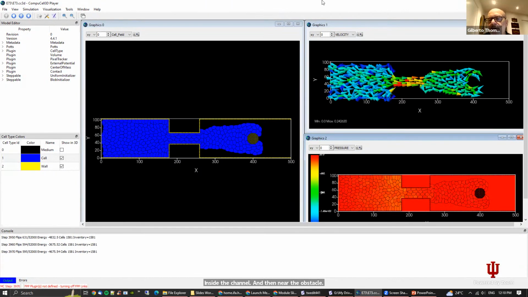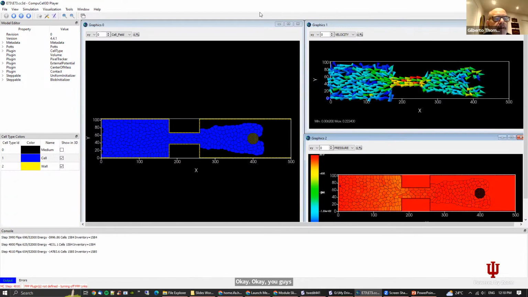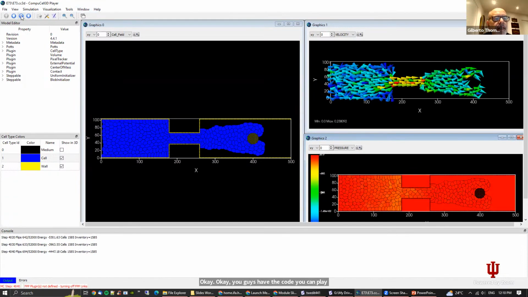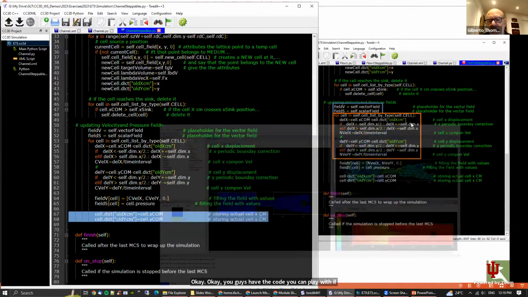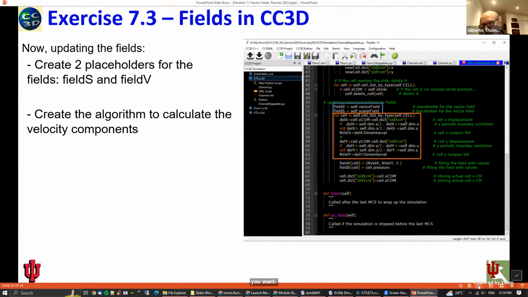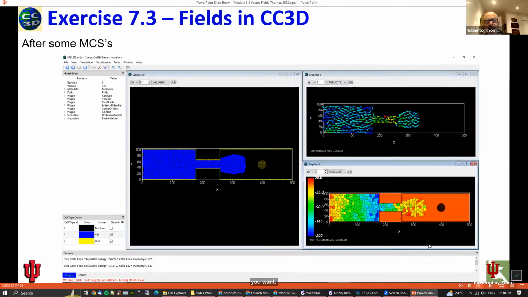Well, you guys have the code, you can play with it if you want. Go here, continue here. This is the final image for the simulation. And so this is one of the ways you can use extra fields in CC3D. And there are more ways to use extra fields.